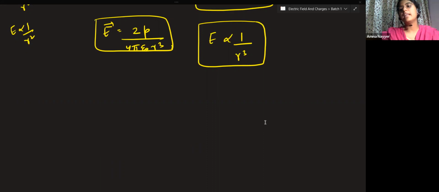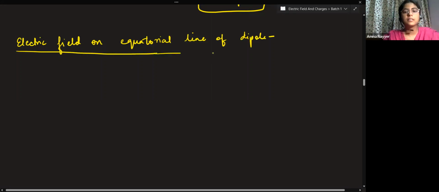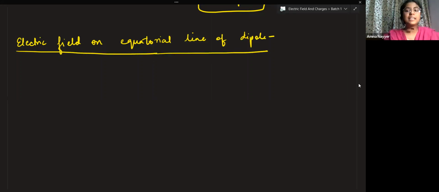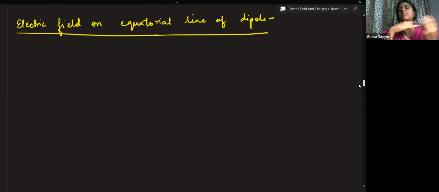Fine. Now see, this was electric field at the axial point. You have one more case with you, that is electric field on the equatorial line of the dipole. Under the axial line, we had the line that was on the axis. Whatever is the axis of the dipole, wherever the point lies on this axis, we will say the point is lying on the axial line of this dipole.